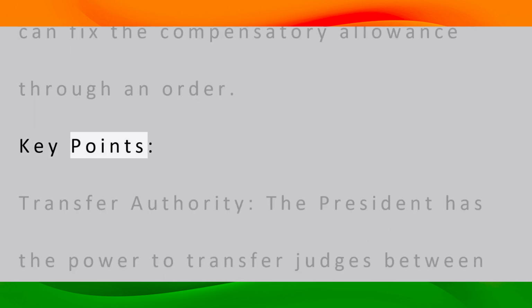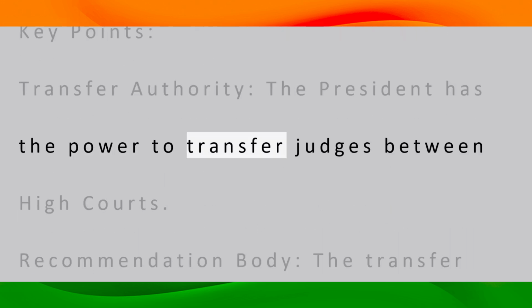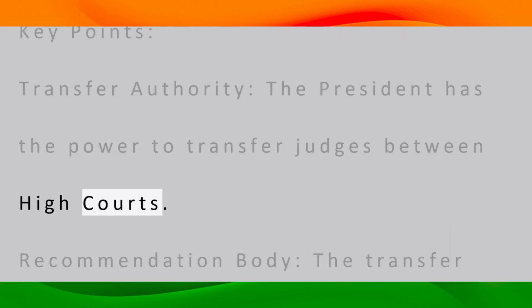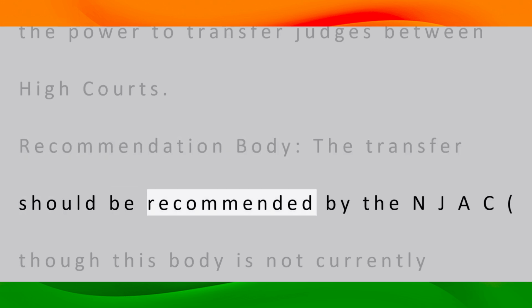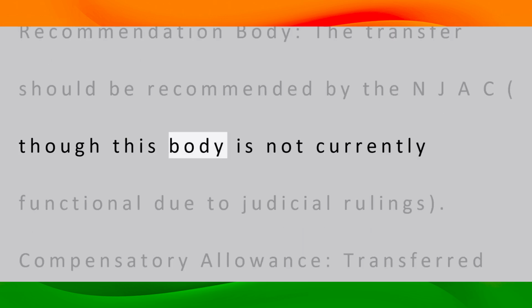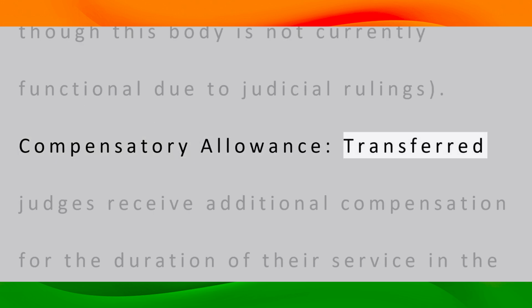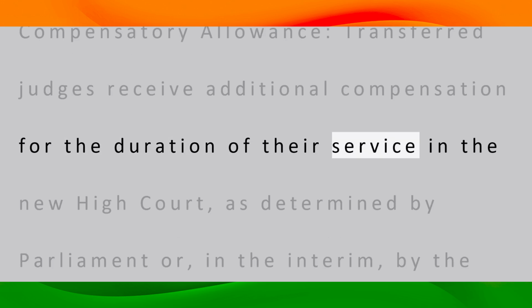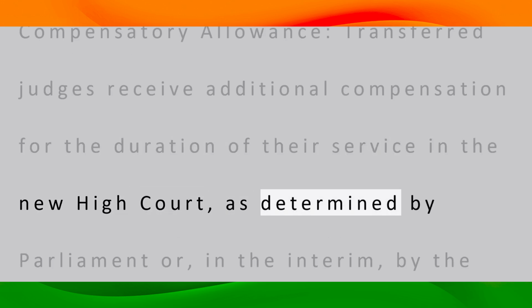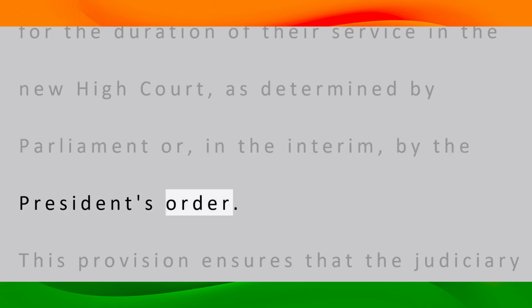Key points. Transfer authority. The President has the power to transfer judges between high courts. Recommendation body. The transfer should be recommended by the NJAC, though this body is not currently functional due to judicial rulings. Compensatory allowance. Transferred judges receive additional compensation for the duration of their service in the new High Court, as determined by Parliament or, in the interim, by the President's order.